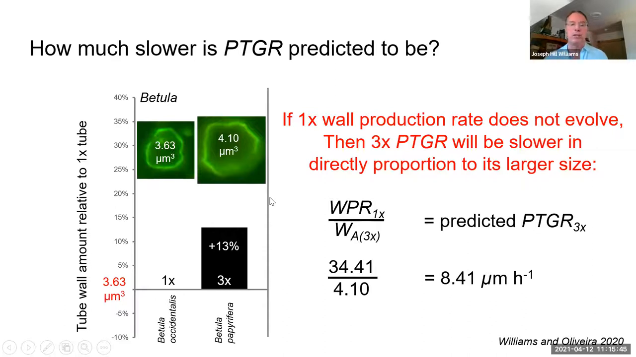So let's go back to Betula. We can actually use that amount of wall material to predict what the pollen tube growth rate should be if there were no other effects. In other words, you could take the wall production rate of the diploid here and scale it to the amount of wall material that needs to be made if you're a triploid instead of diploid. And that's going to give you the predicted pollen tube growth rate of the triploid. And in my case, it was 34 divided by 4, 8.4 microns per hour is the predicted pollen tube growth rate of that polyploid pollen tube.